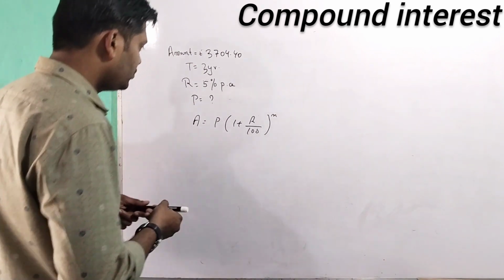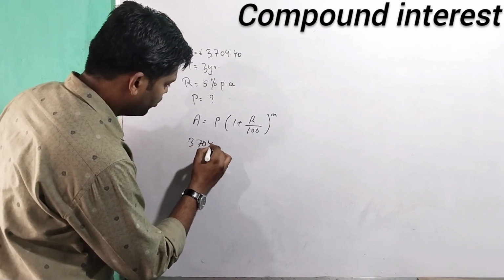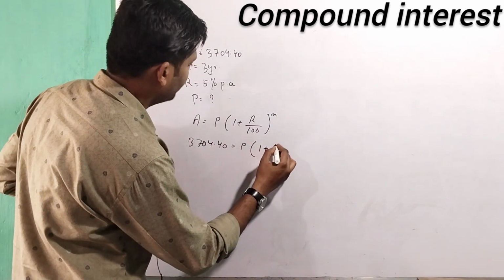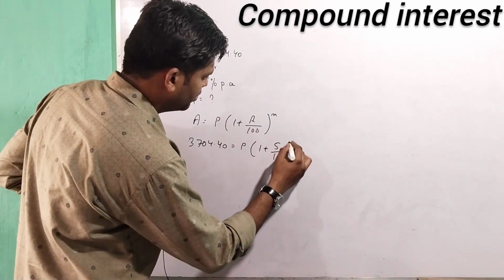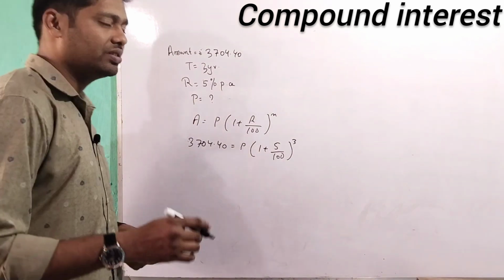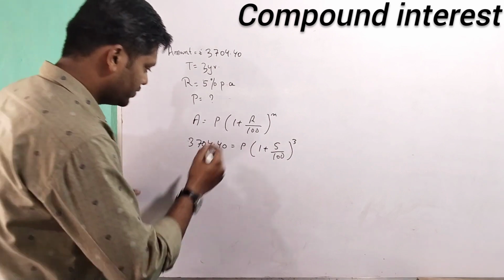So what did they give you? 3704.40 is equal to P, as it is, we don't know. 1 plus R value is 5 by 100, and N is 3. Nothing is mentioned, so it is annually. If it is half yearly, we'll discuss it afterwards. First we have to do this one.